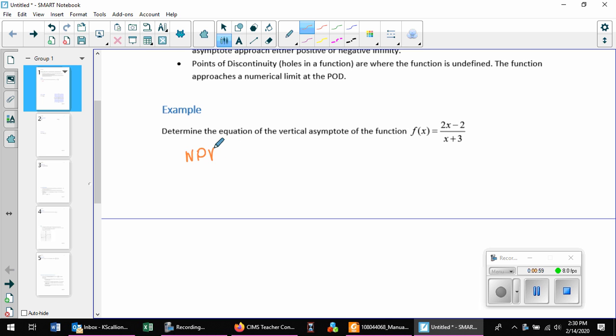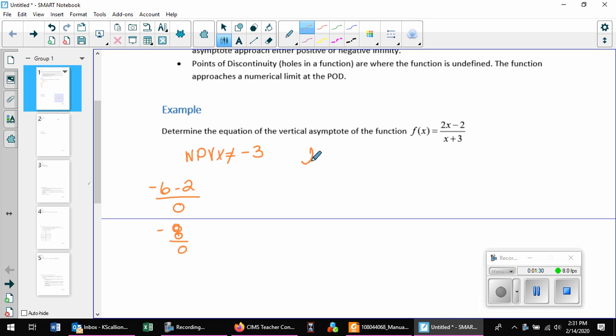So our NPV is negative 3. I guess x cannot equal negative 3, because if we put negative 3 in there, that would be 6 minus 2 over 0. Oh, no, it would be a negative 8 on top. Negative 6, negative 8 over 0, and that doesn't work. So we know right away if it's undefined, we need to do a limit left-hand side, right-hand side, right? So that's not good enough.